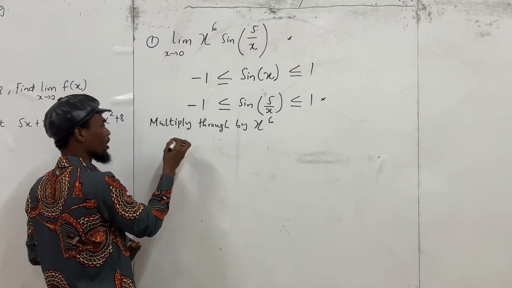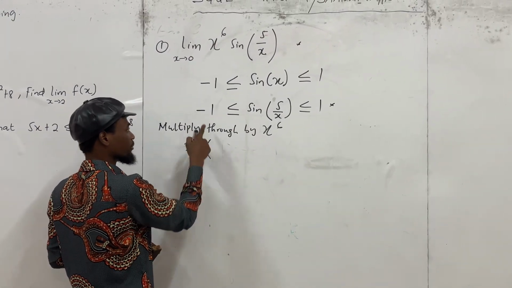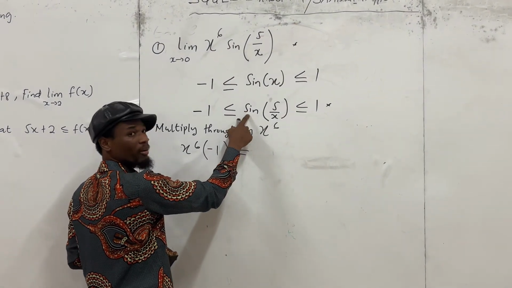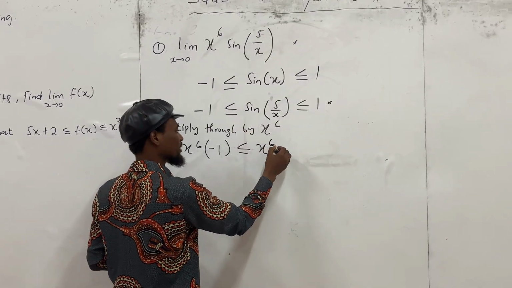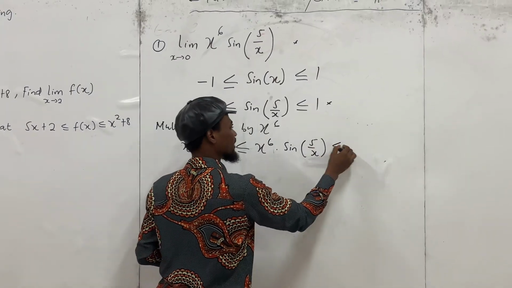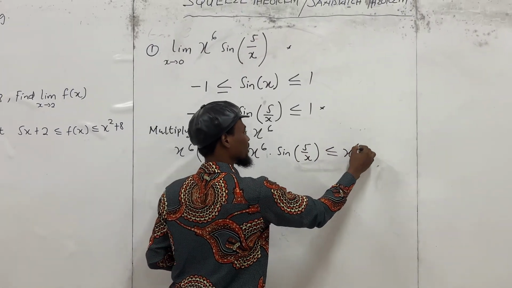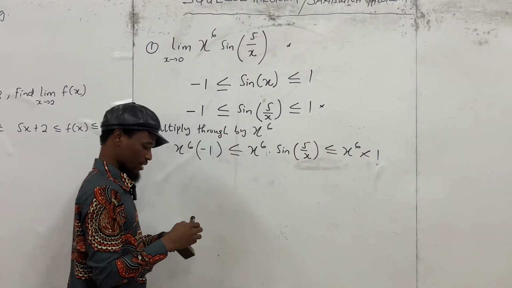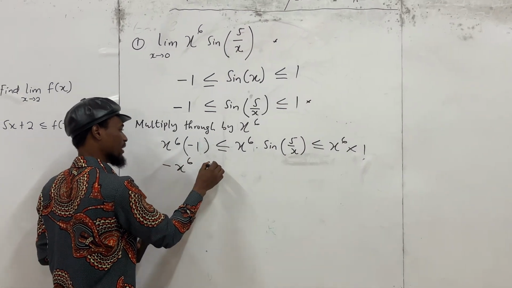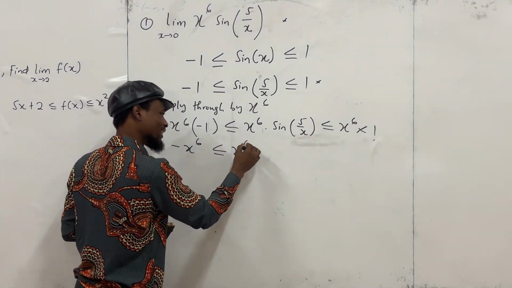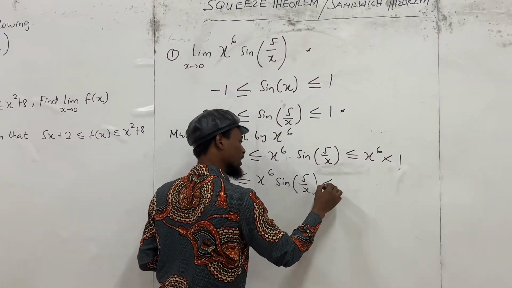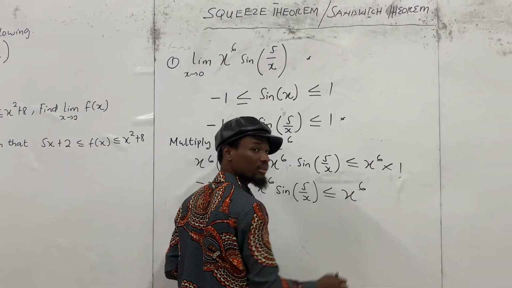So when you have this, what do we have? We have x to the power 6 multiplying -1, less than or equal to x to the power 6 multiplied by this, so I have x to the power 6 times sine of 5 over x, then less than or equal to x to the power 6 multiplied by 1. We multiply this, and what do we have? We have negative x to the power 6, less than or equal to x to the power 6 sine of 5 over x, less than or equal to x to the power 6.